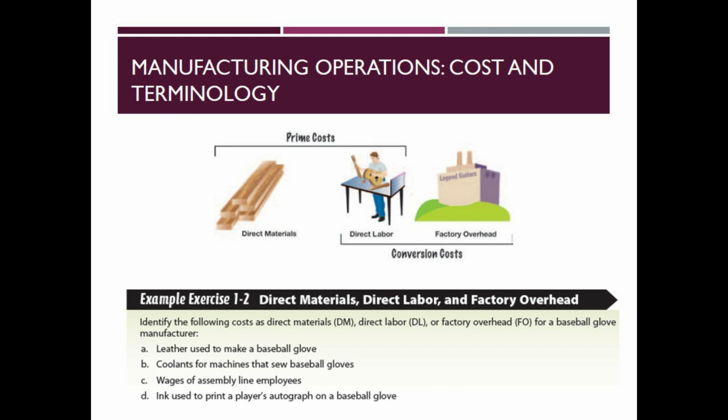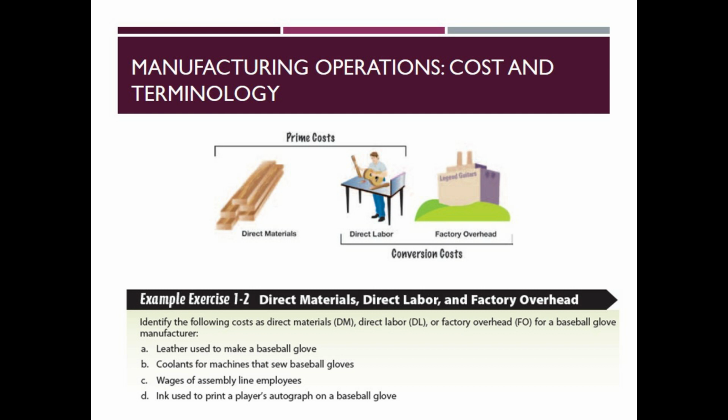So for A, leather used to make a baseball glove. Since this is direct material, what is this? This is a prime cost. Okay.